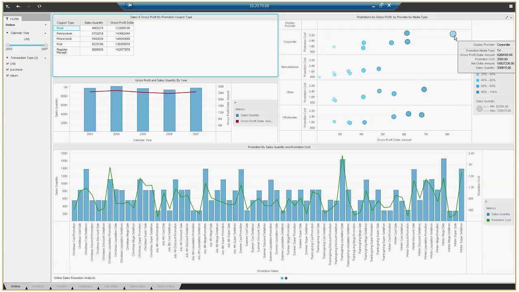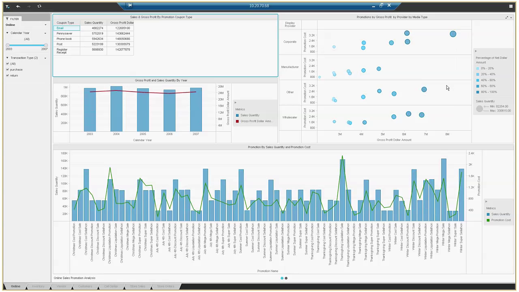So we can hover our mouse over this particular bubble here and see that we're looking at a display provider of corporate, and the promotional media type is television, has the largest gross profit amount, as well as the largest sales quantity because of the size of the circle, and also it does have high promotional costs as well.